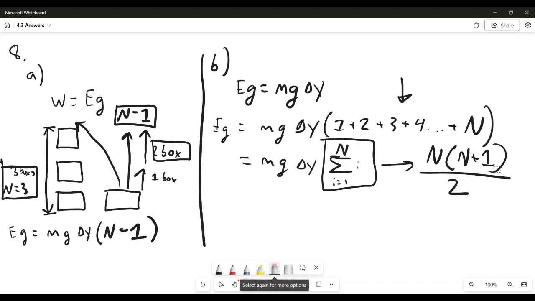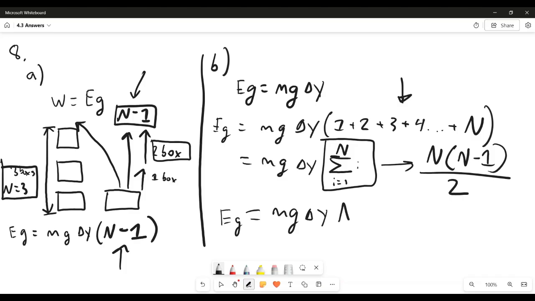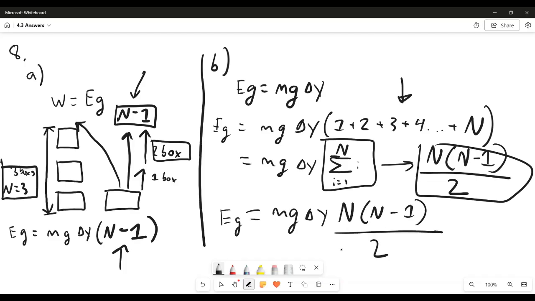But in this case, remember, it has to be n minus 1. Just like we explained over here, these boxes have to travel n minus 1 distance upwards. So if you were to model the gravitational potential energy, it would be mass into gravity into the change of height, which is then going to be this right here, just copied down like this. I'm sure I didn't explain part B too well, but I doubt it will come on any of your tests.